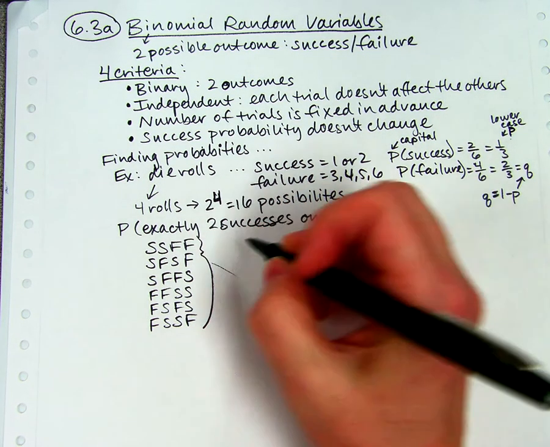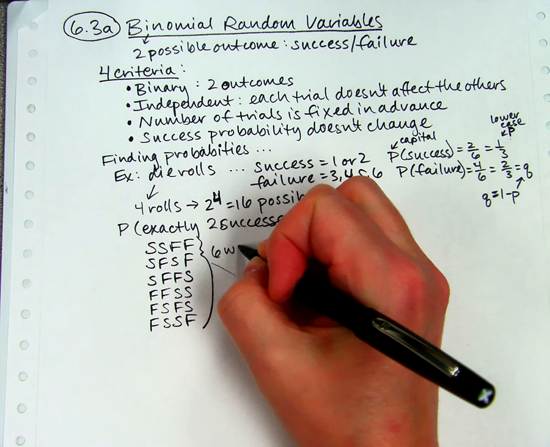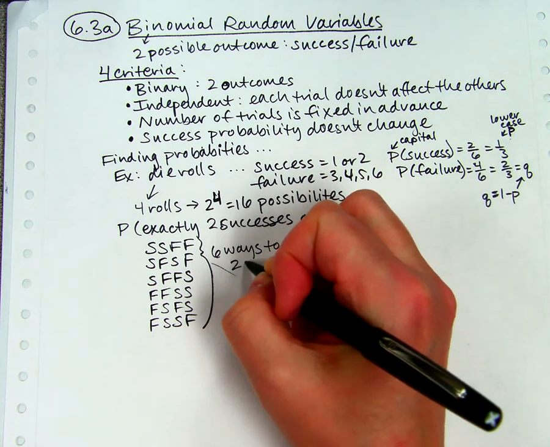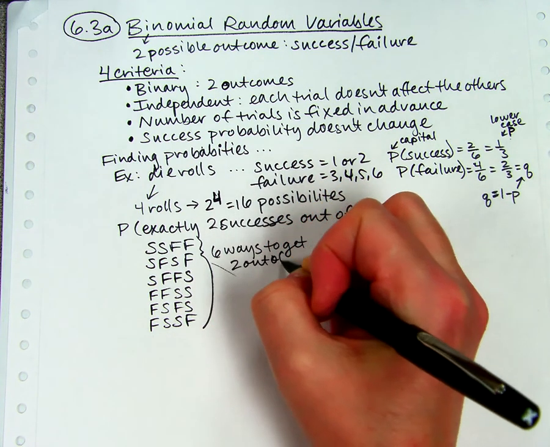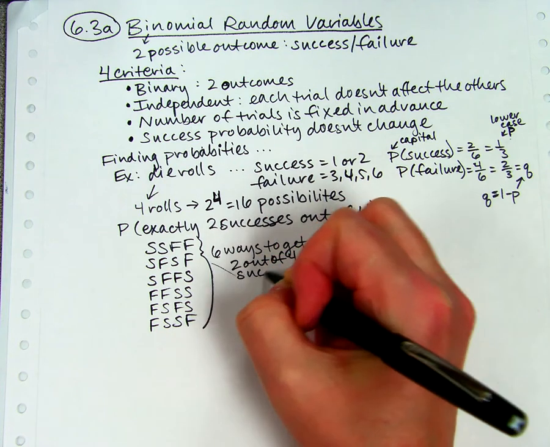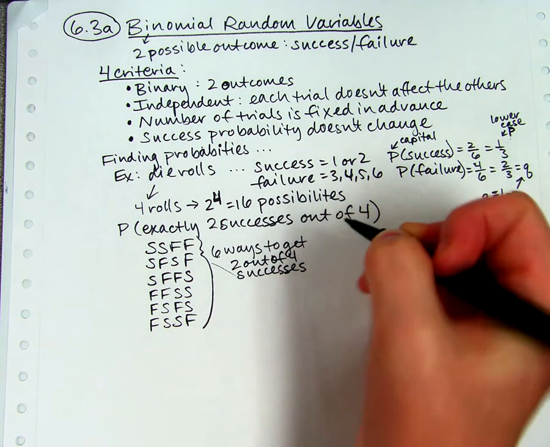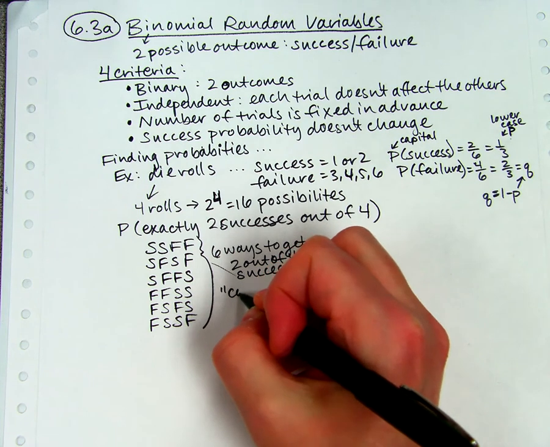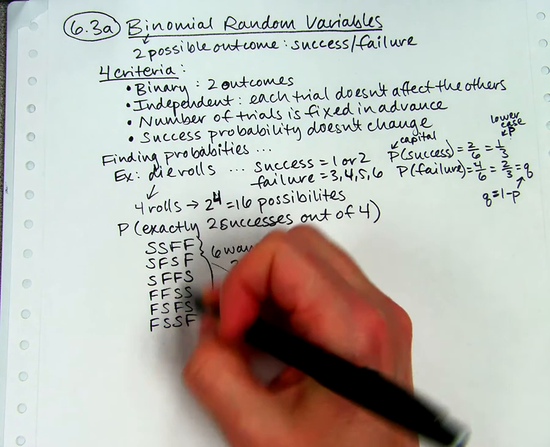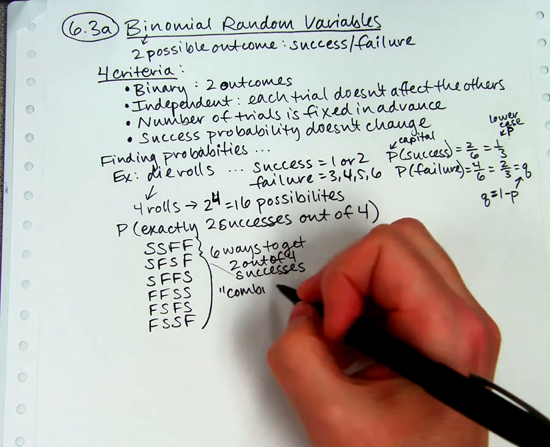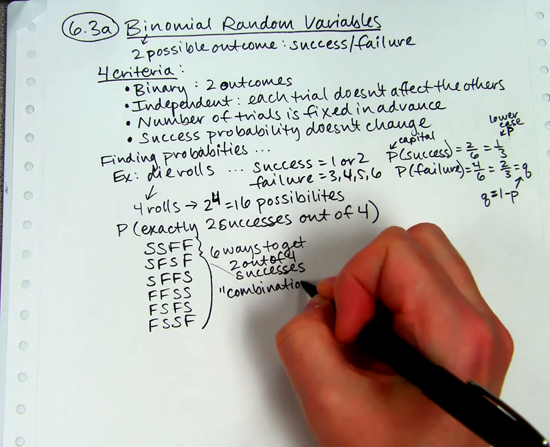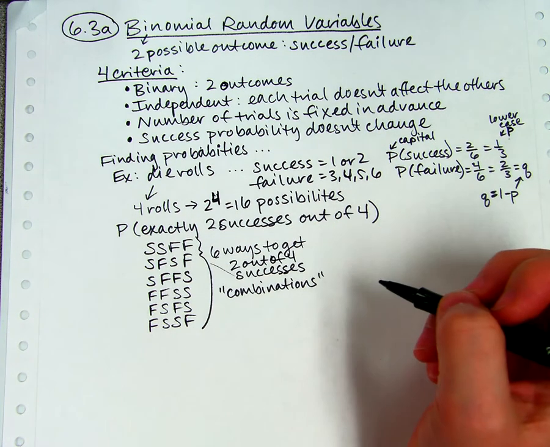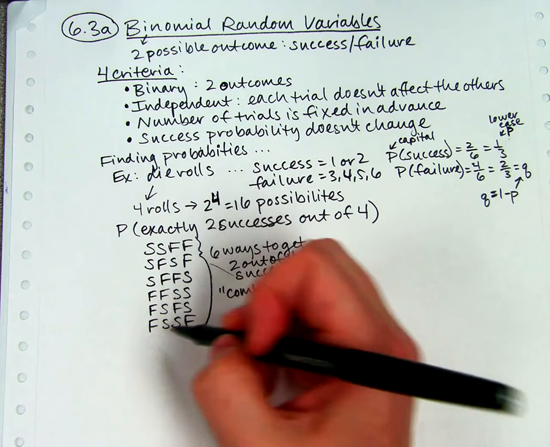So there are 6 ways to get 2 out of 4 successes. And if you haven't learned this in another math class, I'll tell you that this is called combinations. In other words, we don't care which one of these we get, we just care that there's 2 successes. Combinations, permutations is if I cared which one it was, and then there'd be 6 that don't all count as the same thing, and I would care about each one separately.